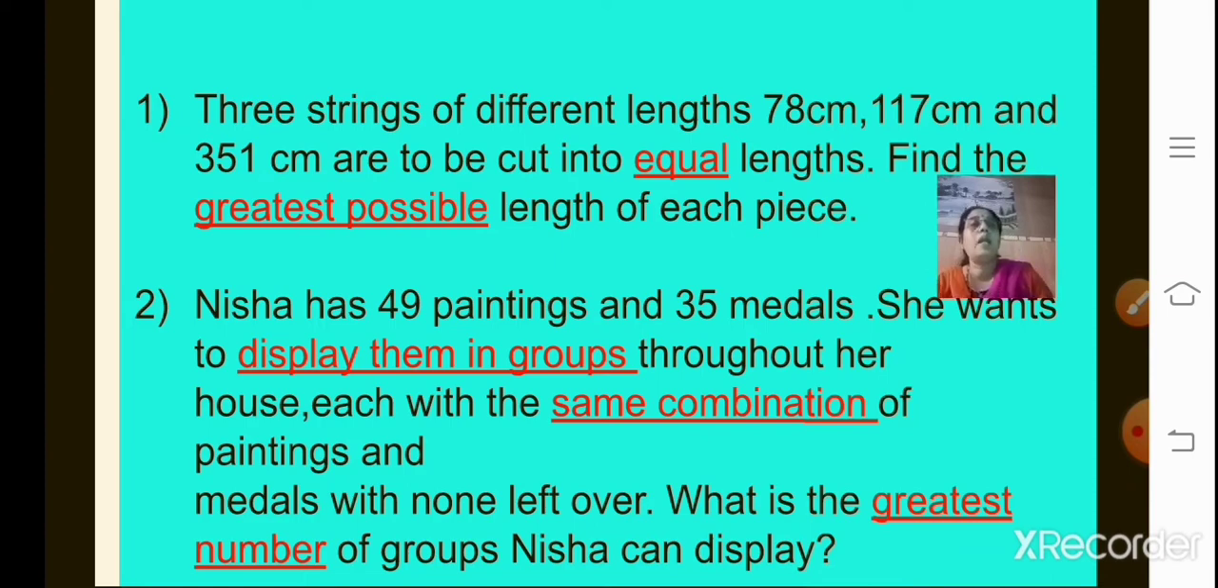Now see the second one, Nisha has 49 paintings and 35 medals. She wants to display them in groups. Again, these two numbers, we have to make it into groups, or we have to split it into smaller parts. Throughout her house, each with the same combination, that is equal number of paintings and medals with none left over. What is the greatest number of groups Nisha can display?